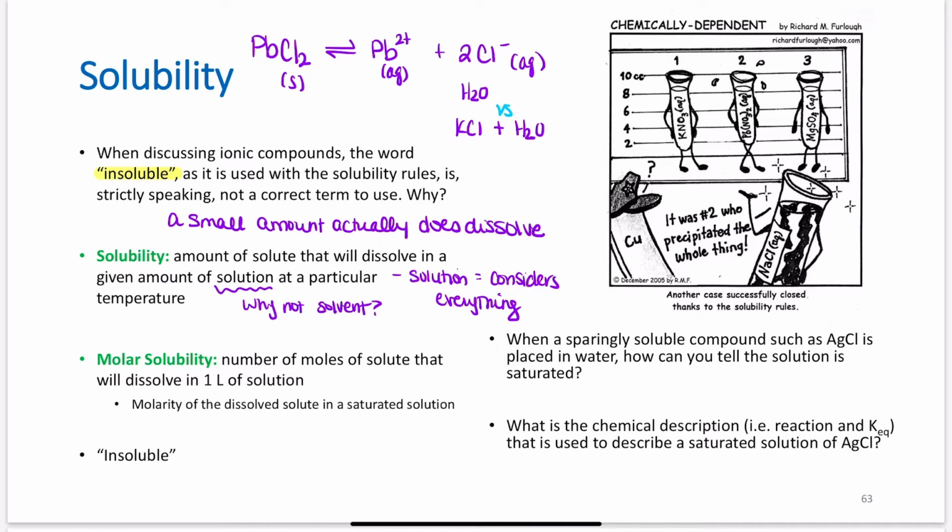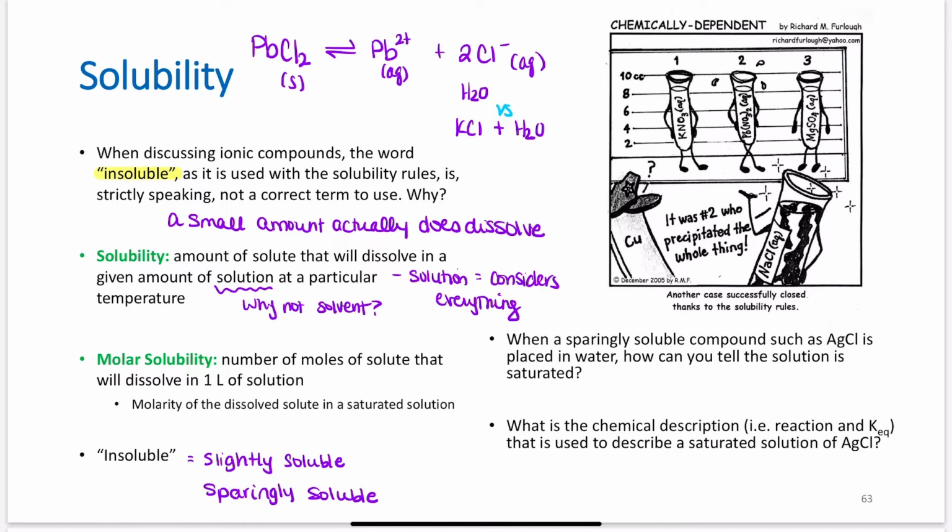Molar solubility is defined as the number of moles of solute that will dissolve in 1 liter of solution. This is your molarity of the dissolved solute in a saturated solution. Other terms which are used in place of insoluble are slightly soluble or sparingly soluble. Those are other things you're going to see, because they're slightly more correct. We say insoluble, but the truth is a little bit will dissolve.